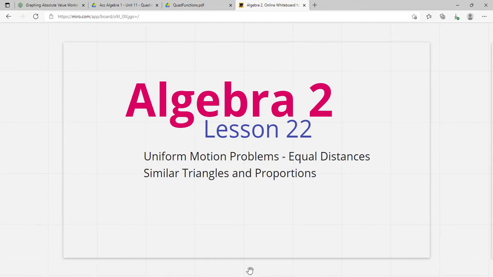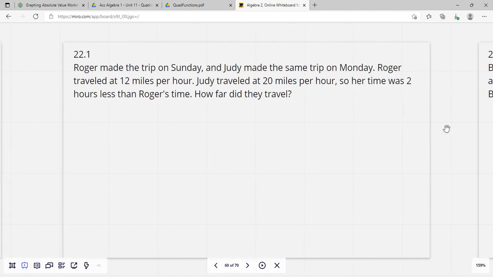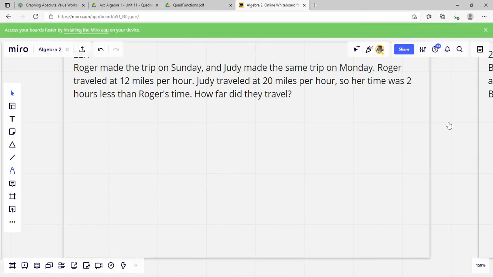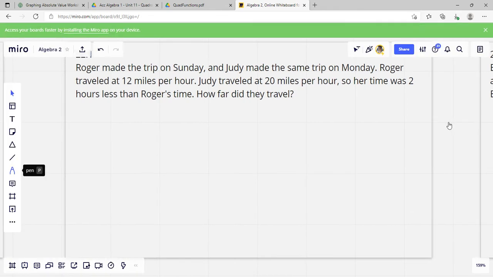Hello, this is Algebra 2, Lesson 22, and this lesson covers uniform motion problems that involve equal distances and similar triangles and proportions. Alright, so uniform motion problems. Now these can be pretty confusing when you first look at them. The main thing for solving these is to lay out all your variables first.